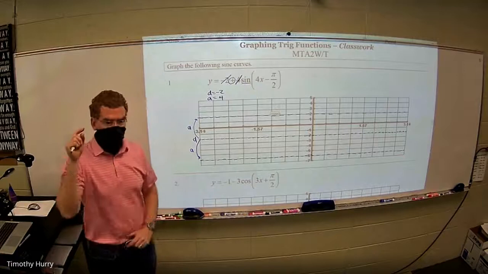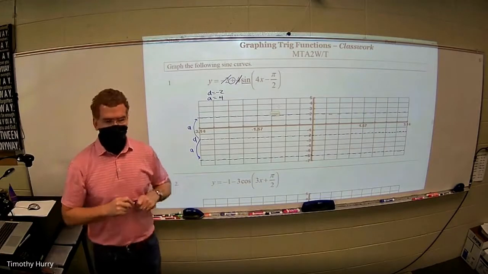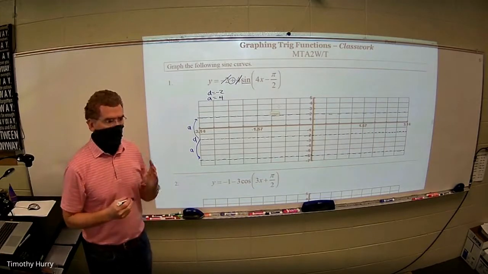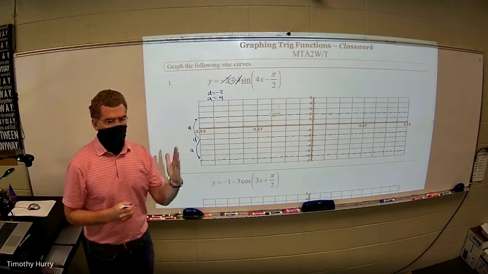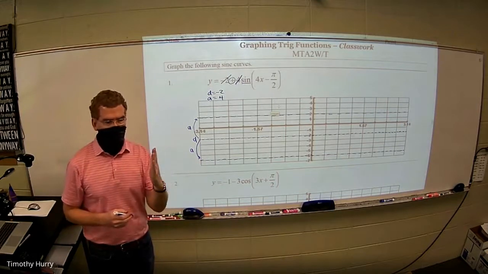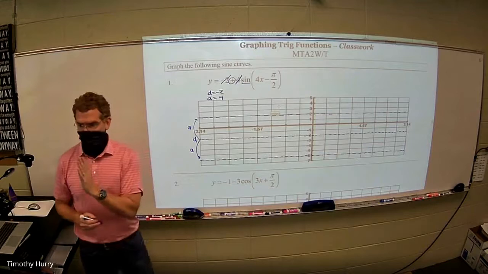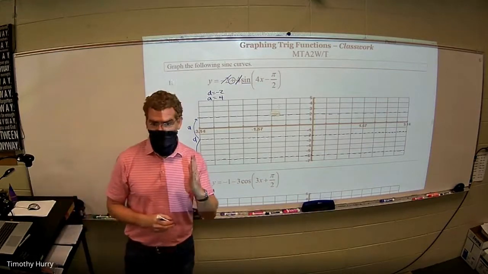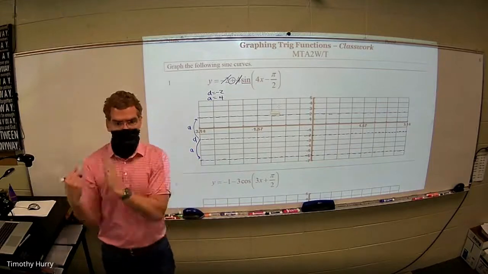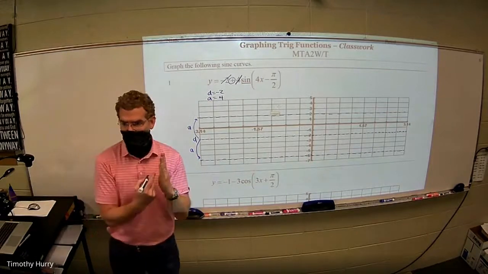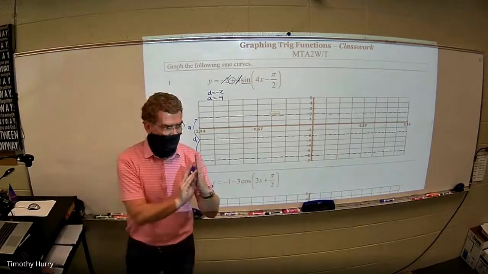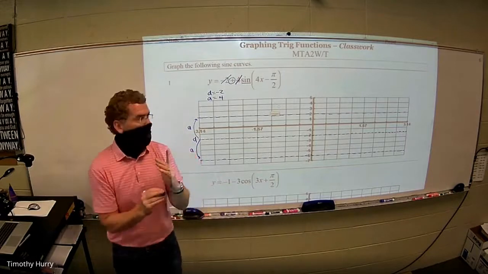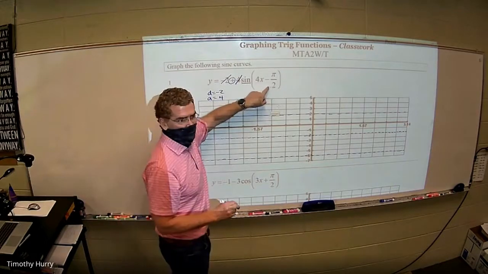But what do I need to find next? I need to find the left part of the box, which is my phase shift, right? Not the vertical shift, but it's like a horizontal shift. We call it a phase shift. Where does this phase begin? And the phase shift we find by taking this and solving, right?